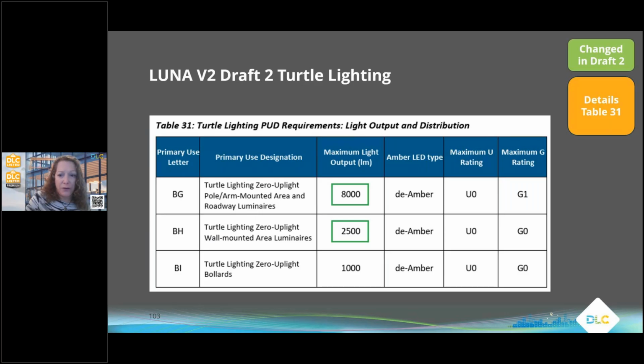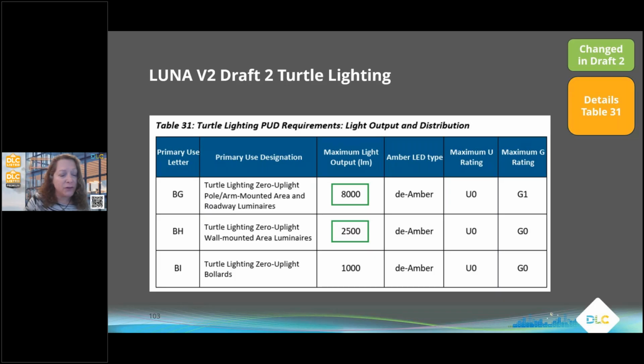This is Table 31, which is a table that contains all of the requirements for the 3 turtle lighting product types, or PUDs, that are specific to Luna version 2.0. As a reminder, these products are also subject to the SSL version 6 requirements for efficacy, minimum light output, color rendition and color maintenance reporting, lumen maintenance and driver lifetimes that Casey and others have mentioned previously, so they have to meet those as a baseline.